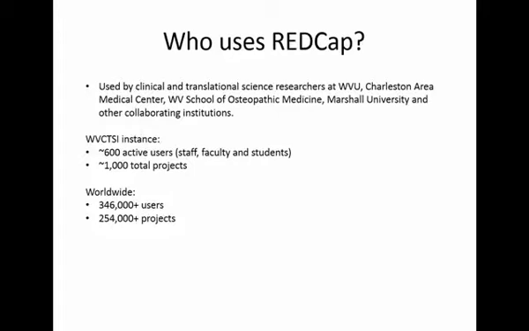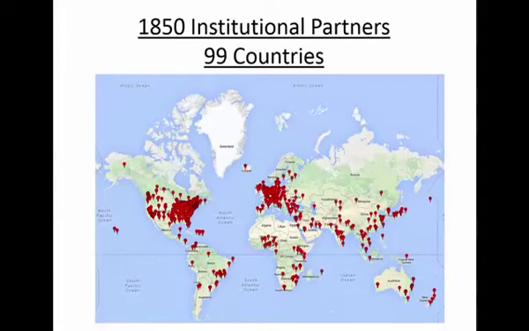Worldwide, there are over 300,000 users, 2,500 projects. They have 1,800 institutional partners around the world. You can see in 99 countries. So it's well used, well tested. I don't know where some of these places are, especially up in the North Pacific Ocean, but it's worldwide.